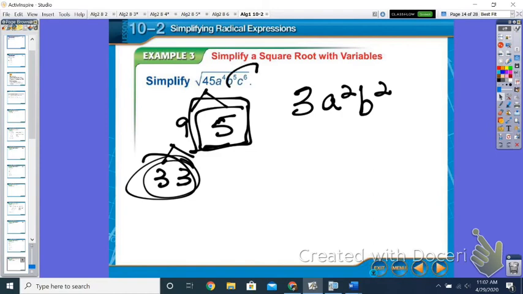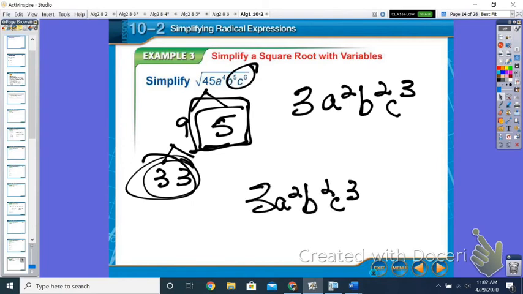And then when I look at c to the 6th, that would be 3 pairs of c's, right? So c cubed, or c to the 3rd on the outside. And now I'm sort of running out of space. Let me write this down here. 3a squared, b squared, c cubed. So that's where we're at so far. That's everything that's on the outside.